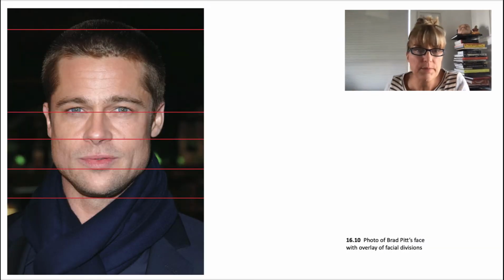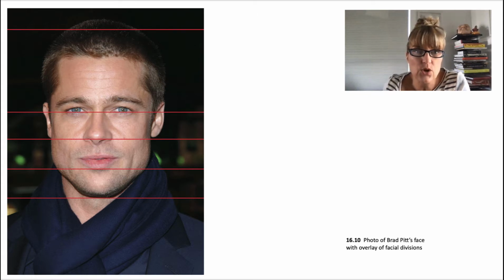So when we're depicting the human face and the human head, we do have to adhere to a rather strict proportional framework. And here's an example. This is, of course, actor Brad Pitt, who's considered to be sort of handsome in a traditional way. And here you can see it's overlaid. So those red lines, the top of the head is delineated by one red horizontal line, and then the eyes by the next one.